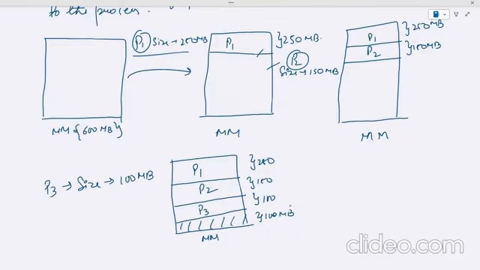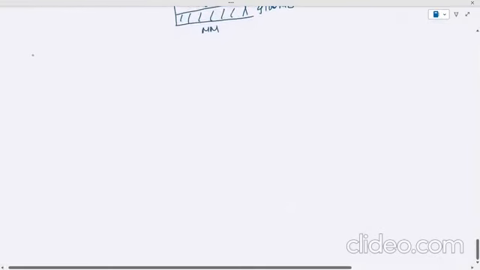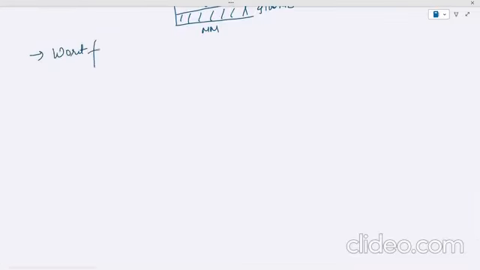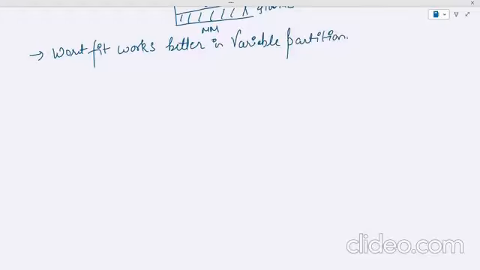In this case, worst fit works better in variable partition. Okay. If you are using dynamic partitioning or variable partitioning, then worst fit works best. In fixed partitioning, best fit works best, but in dynamic partitioning, worst fit works best.